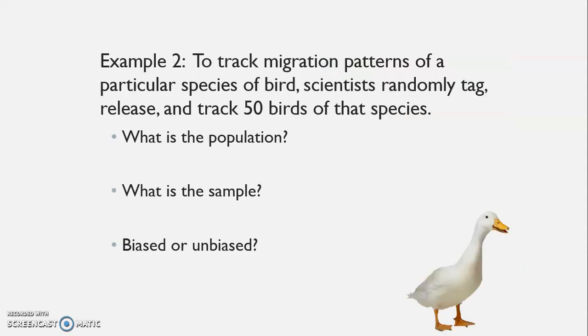Another example. To track migration patterns of a particular species of birds, scientists randomly tag, release, and track 50 birds of that species. Okay, so take a second again and think about what the population would be here.